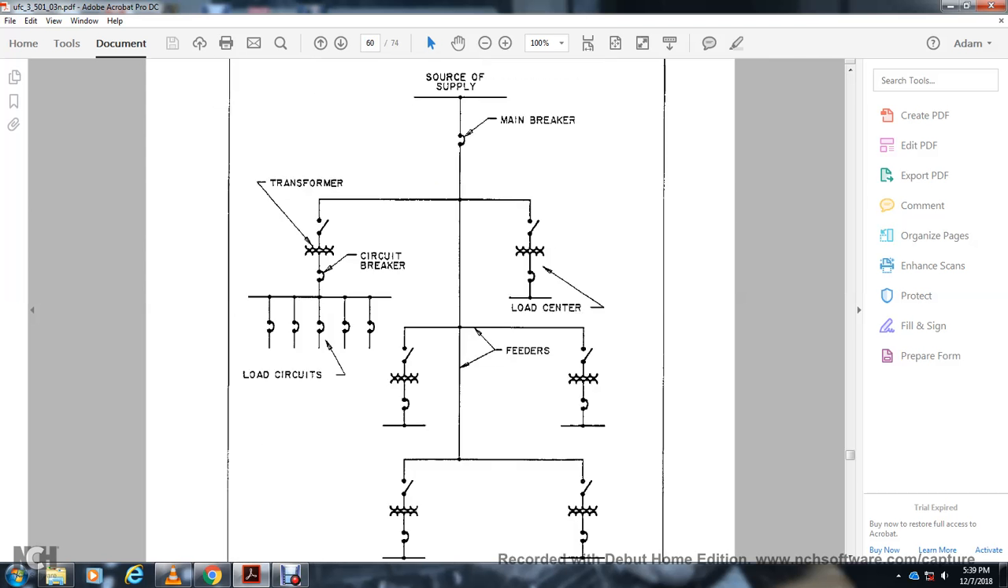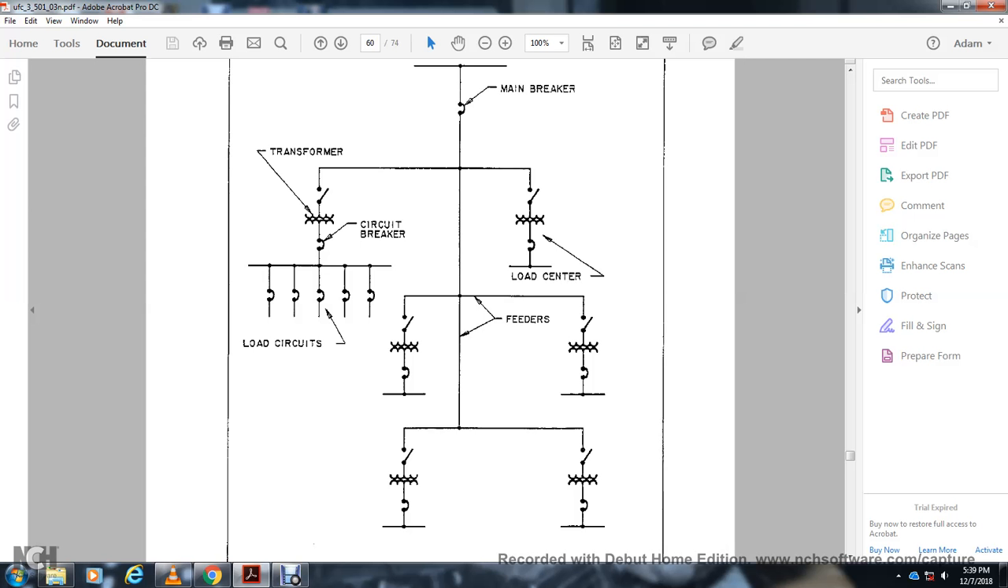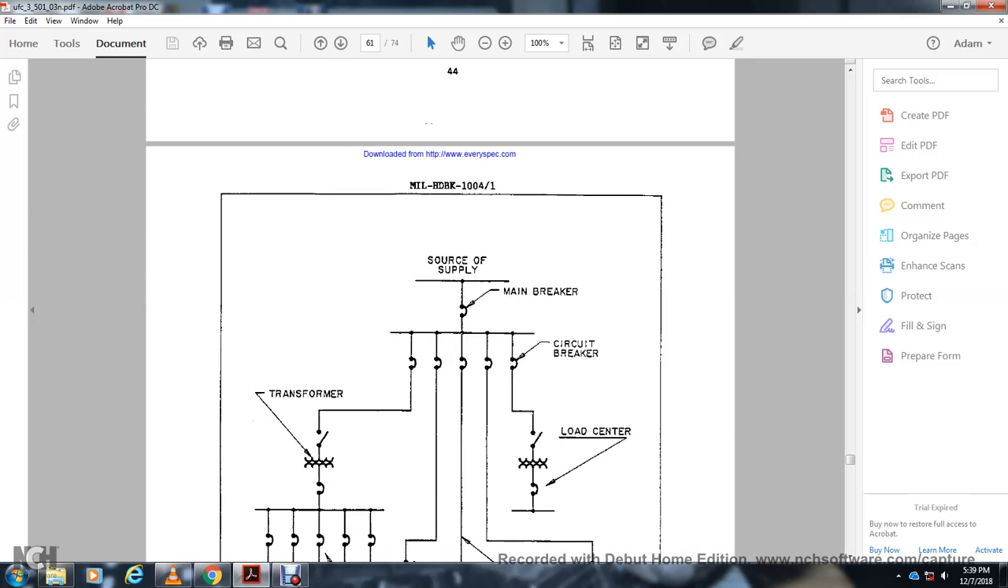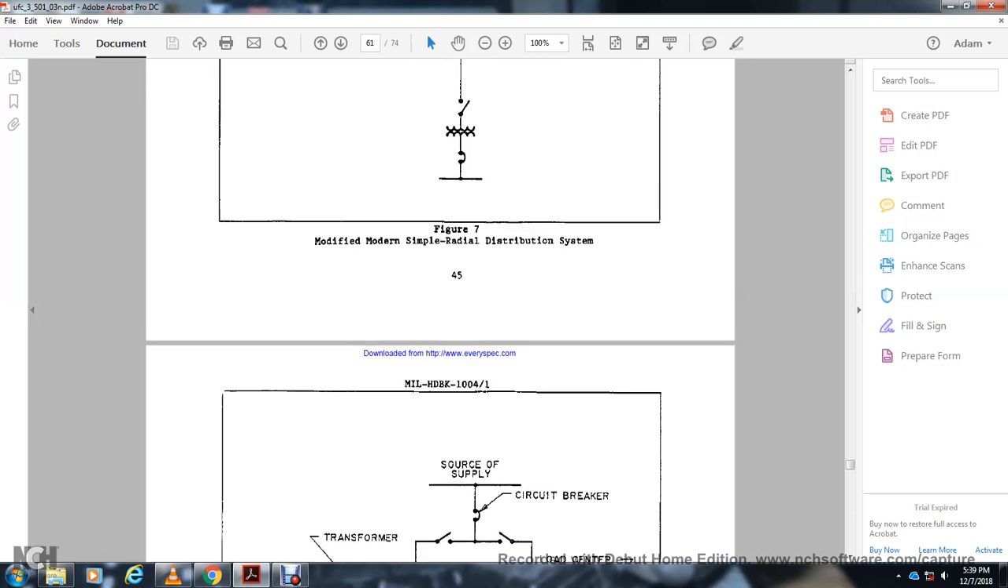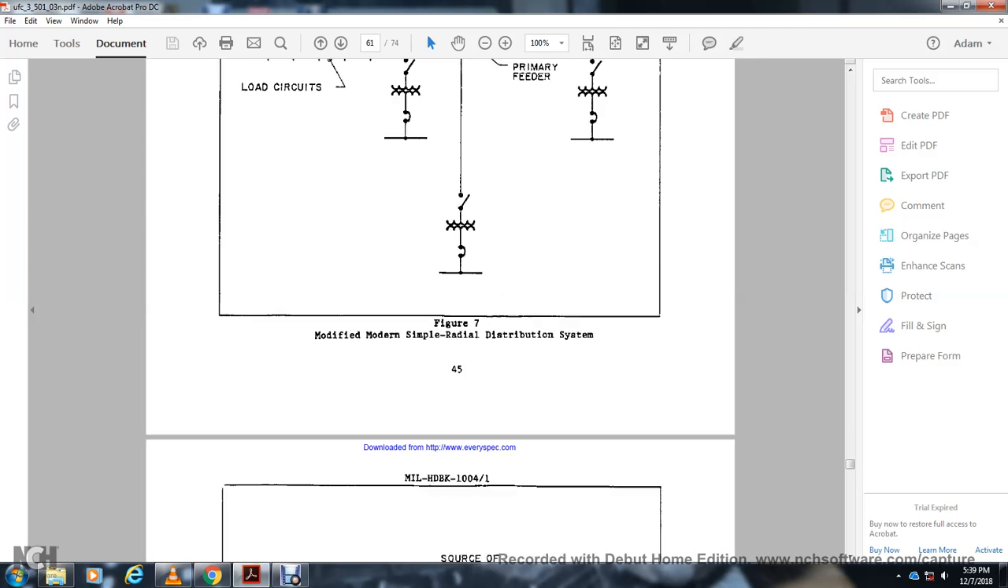This shows your modern simple radial distribution system: source of supply, main breaker, the transformers, behind the circuit breaker, behind the switch and the circuit breaker, load center, load circuit with the feeder, and then your transformers and fuses and your load units. The source of supply, main breaker, the circuit breaker, transformer, breakers, switches, load center, the circuit fuses, load circuit breaker, the primary feeders, load units. That's your modified modern simple radial distribution system.